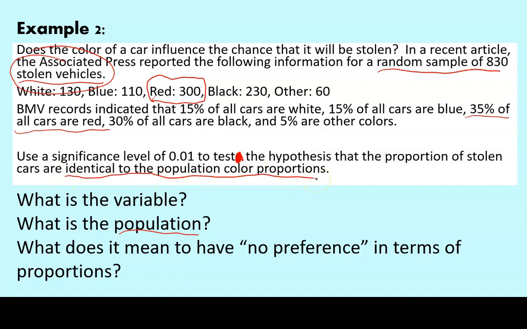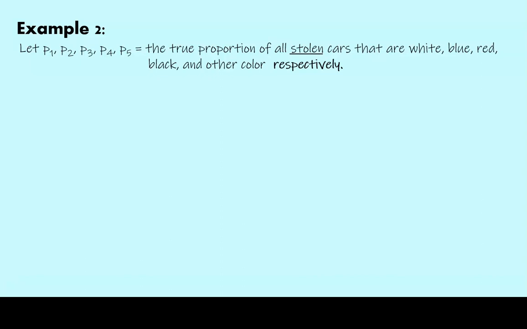What we're trying to say is that we want to know, does our sample indicate that cars are stolen that are red, for example, at 35% of all stolen cars? That makes sense, because if 35% of all cars are red, then we would expect 35% of all stolen cars to be red too. And if that's not true, then we think that maybe cars are stolen more often or less often based on their color.